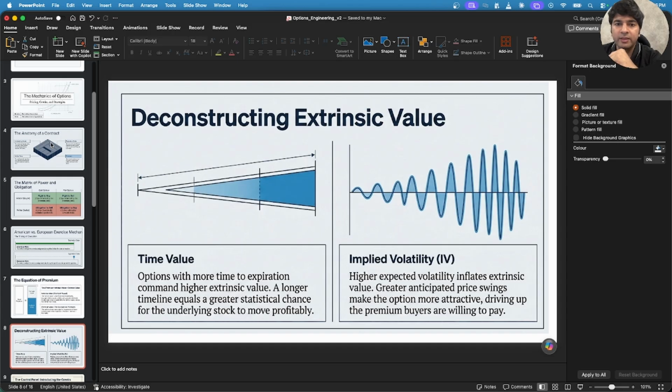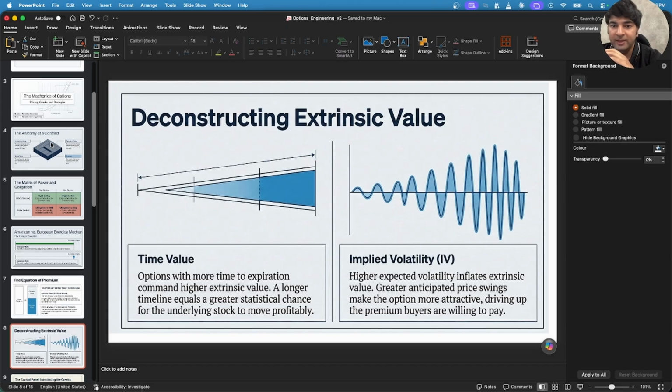So time value: options with more time up to expiration command a higher extrinsic value. Why does it happen? Because a longer timeline usually provides a greater statistical chance of the underlying moving to a profitable situation. So the more the time, the more the value of that contract, of the extrinsic value of the option contract. Alright.